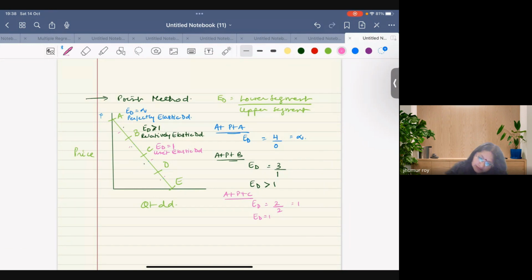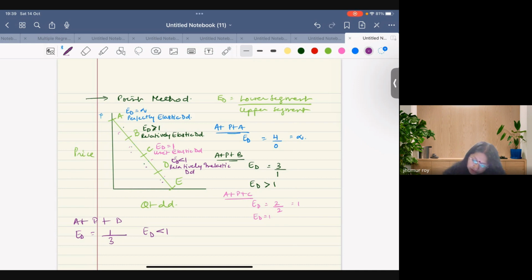Next we talk about point D. At point D, what do we find? Elasticity of demand is equal to, there is only one segment below, and there are 1, 2, 3 segments on top. So elasticity of demand is less than 1, and we call it relatively inelastic demand.